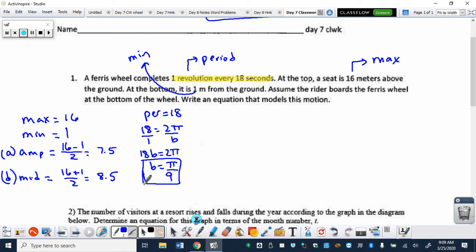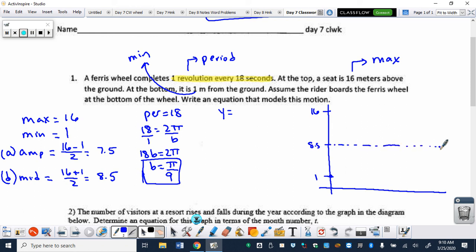So again, our equation is going to be y is equal to, now if we're getting on the Ferris wheel and we're going up and coming back down, is that a sine or is that a cosine curve? If we look at the graph, we're getting on the Ferris wheel, and we're going to go up and then come back down again. I'm not going to put the graph in quite yet. If we put the minimum as 1 and the maximum at 16, and our midline is at 8.5, and we'll put a little dotted line here just to make sure we're centered. Is this a sine or a cosine curve?